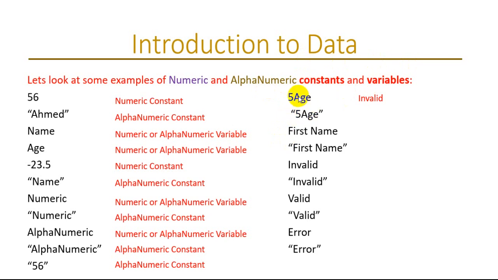Let's look at this one. The same thing in double quotes. This one is not a problem. This is an alphanumeric constant. Why? Because of the double quotes. As soon as you have the double quotes, it's a constant, an alphanumeric constant.